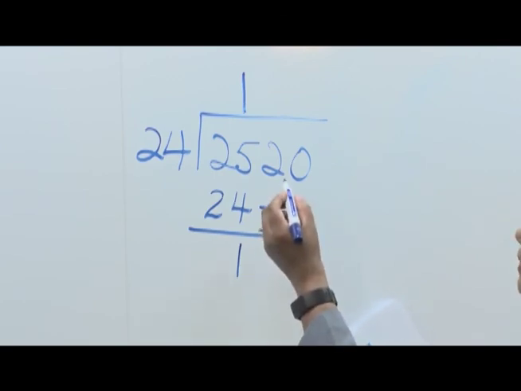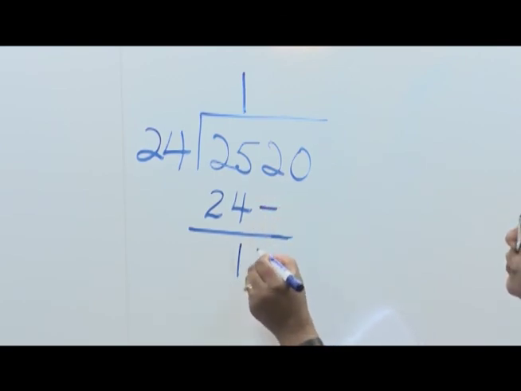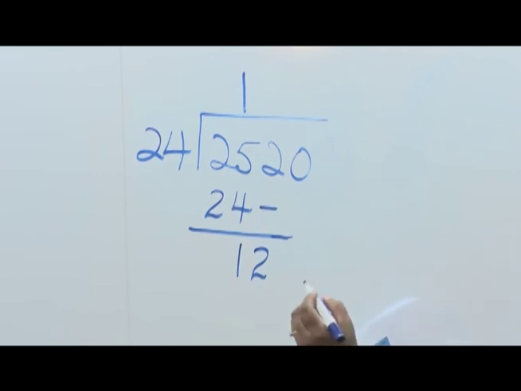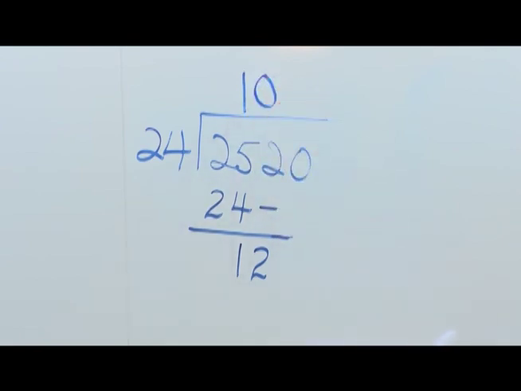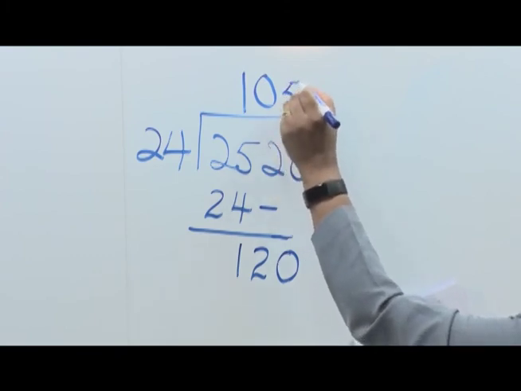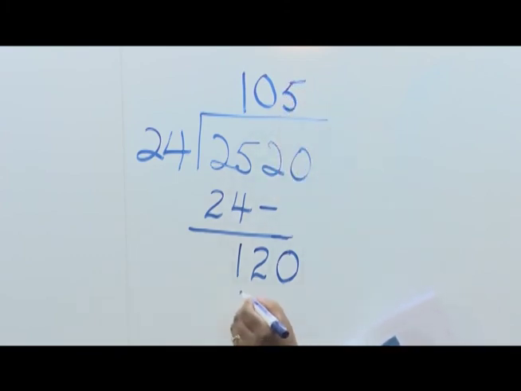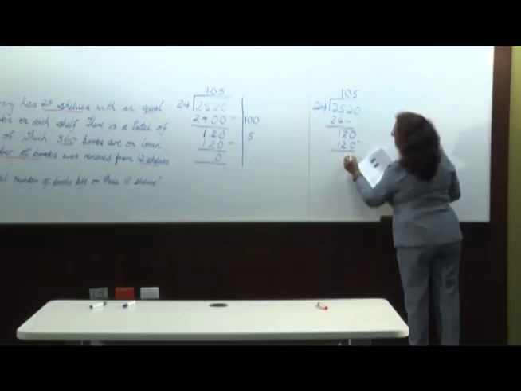I am now going to bring the next digit down, which is the 2. I cannot get a set of 24 in 12, so I am going to say 12 divided by 24 is 0. I will now bring the 0 down, and I have 120. 120 can be divided by 24. We will get an answer of 5. 5 times 24 is 120. And this works out when I subtract to 0.